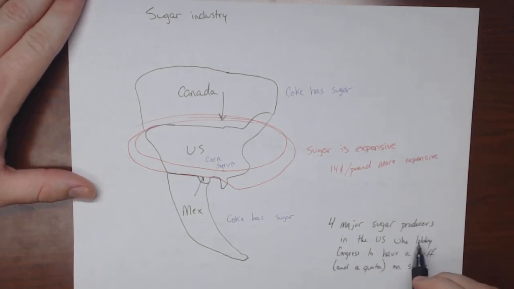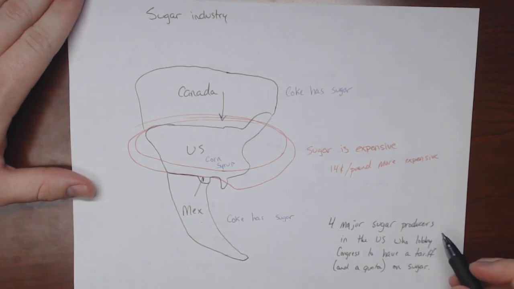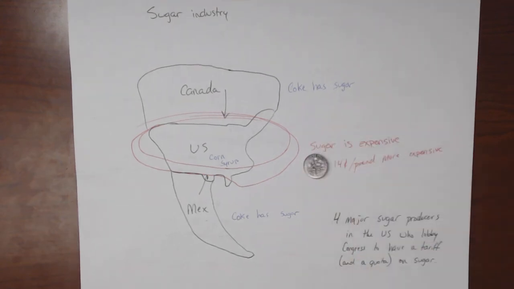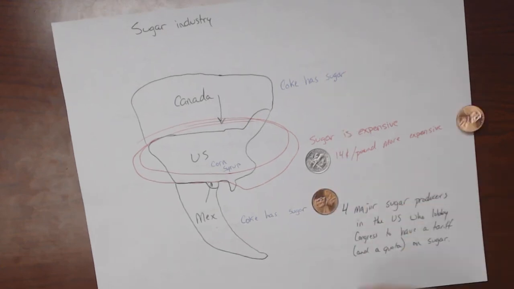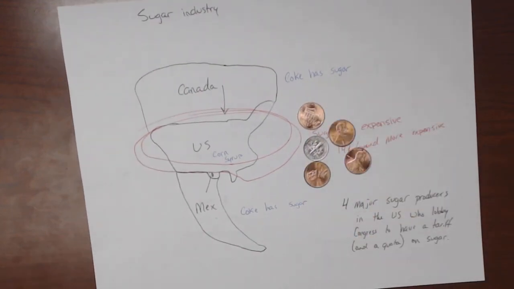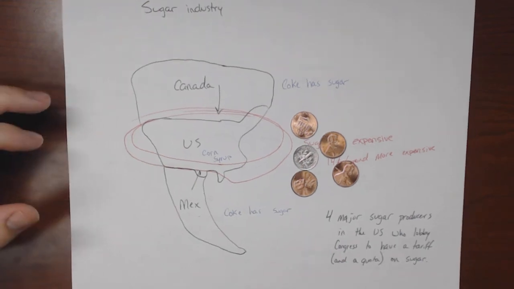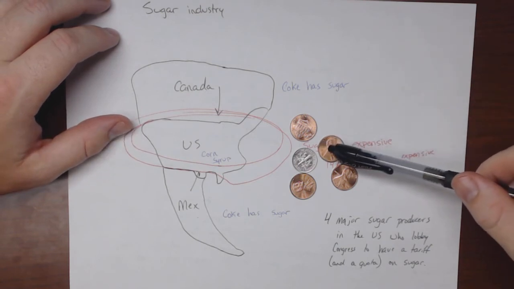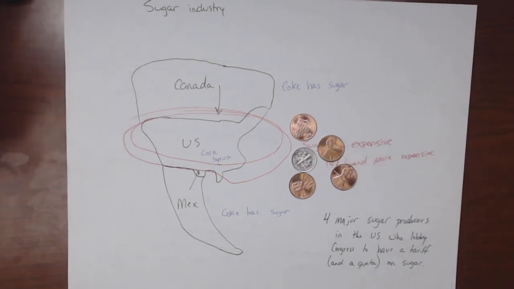Now, these 4 major sugar producers, they get 14 cents more per pound in the U.S. than they would otherwise, right? Now, 14 cents is not that big of a number. You know, I think I've got 14 cents just sitting around here. In fact, here, let me see, right? 1 dime, 2, 3, and here's 14 cents, right? They get 14 cents more per pound of sugar that they sell. But they're selling millions and millions of pounds of sugar, which equates to millions and millions of 14 cents, right? Which is a lot of money.